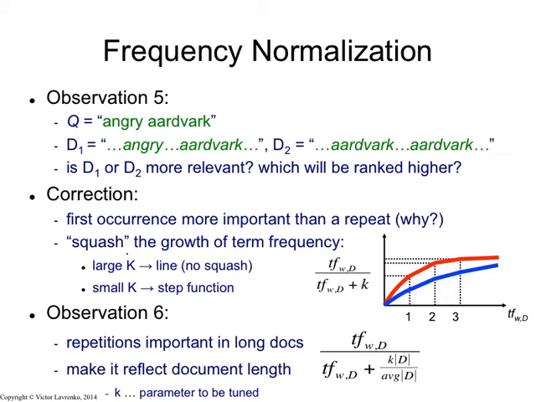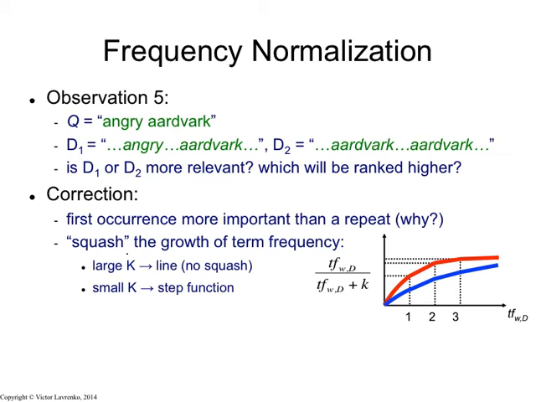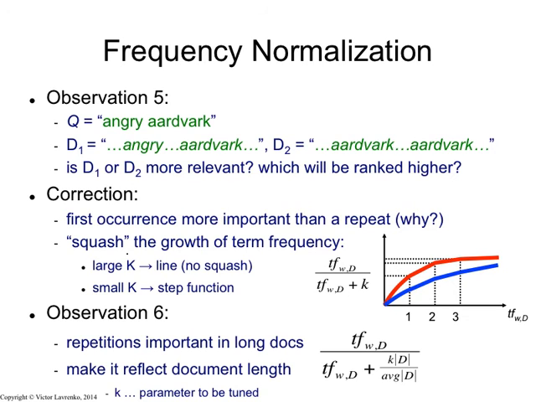Okay, so that's how you correct that unusual behavior where D2 would be ranked higher than D1, because once you squash it, this second aardvark is still going to have the high IDF weight, but the effect on the formula is going to be a lot smaller than the first occurrence. Okay.